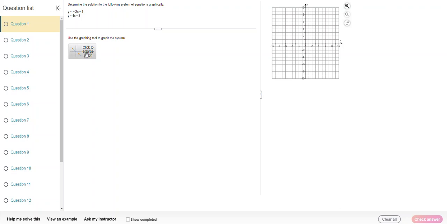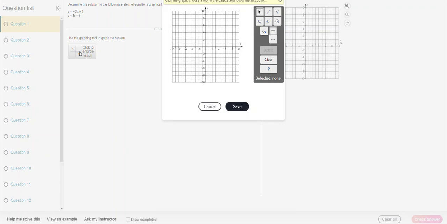So let's go ahead and click on to enlarge the graph, which I would assume would enlarge this. So let's go ahead and do that. So basically, it should enlarge this right here. So let's see what happens. So we're going to click on this, and it does.